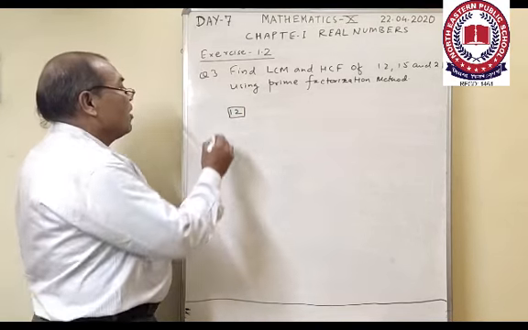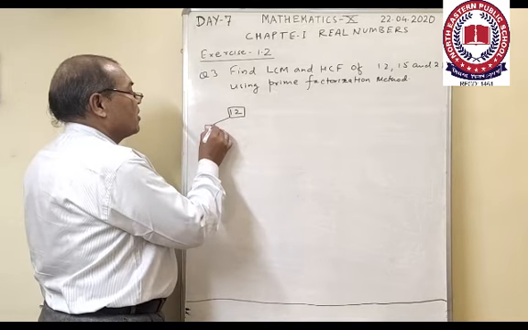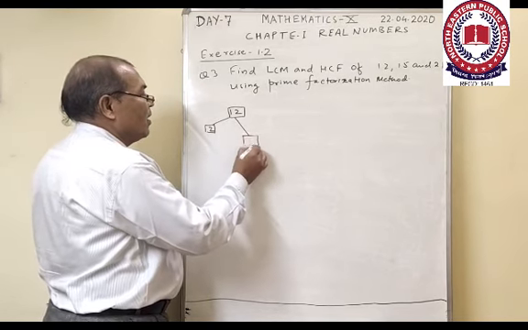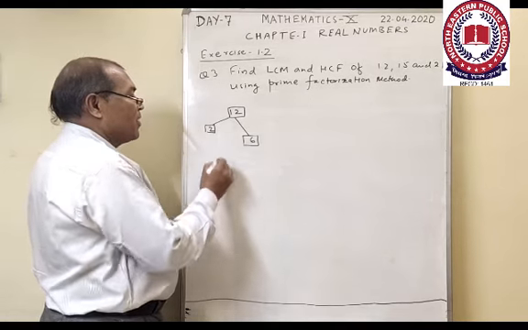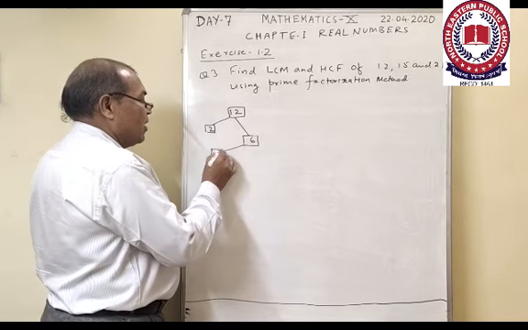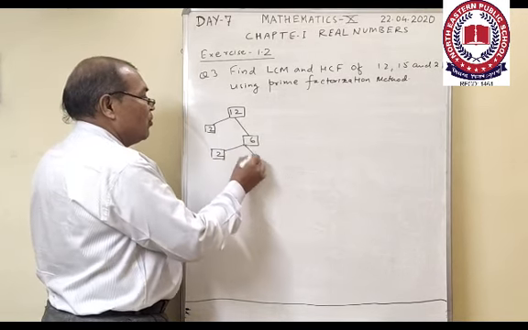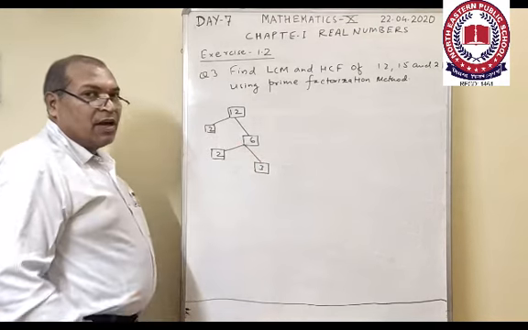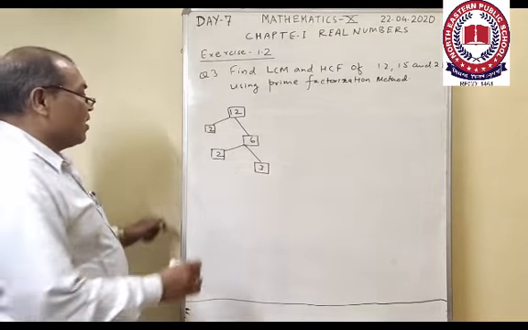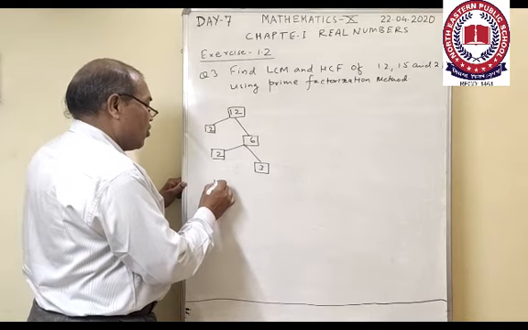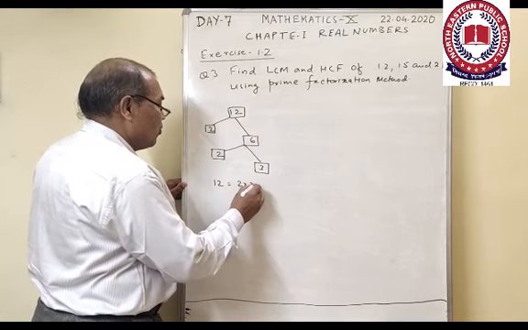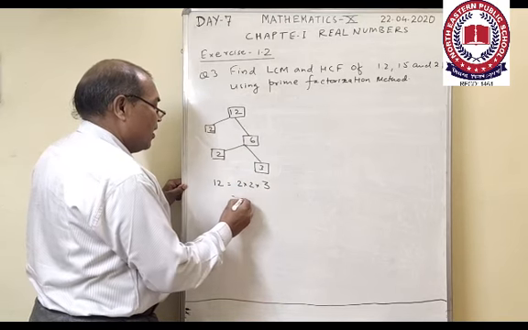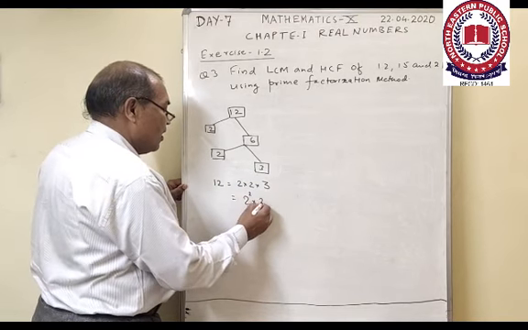12. 12 is an even number, so the first prime factor will be 2, which divides it 6 times. Again 6 is an even number, so another factor will be 2, which divides 6 3 times, and 3 is itself a prime number. Therefore, we can say 12 equals 2 into 2 into 3, which can be written as 2 square into 3.